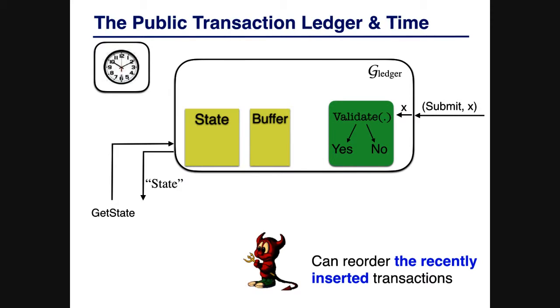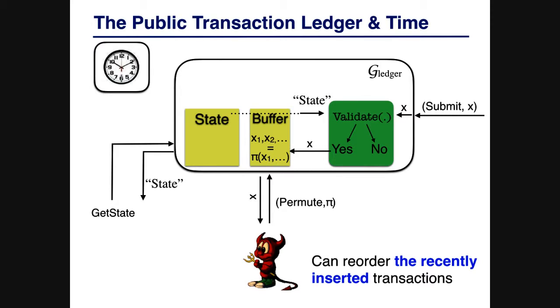Now, when a transaction comes in, it again goes through the validation predicate. The validation predicate takes both the state and the contents of the buffer and decides whether it's a valid transaction or not. If it decides it is, it sends the transaction to the buffer, not the state. The adversary gets informed about this, so the adversary knows both the state, via the standard querying sequence, and the contents of the buffer, and now he's allowed to permute the contents of the buffer.